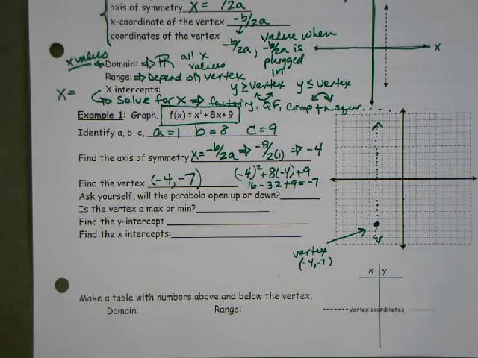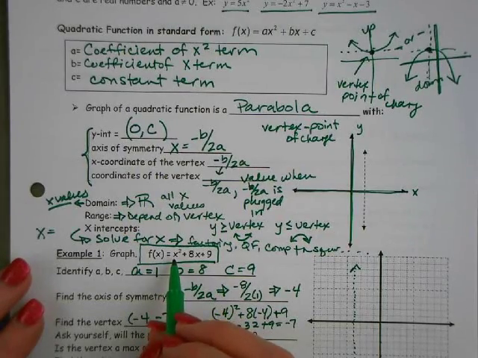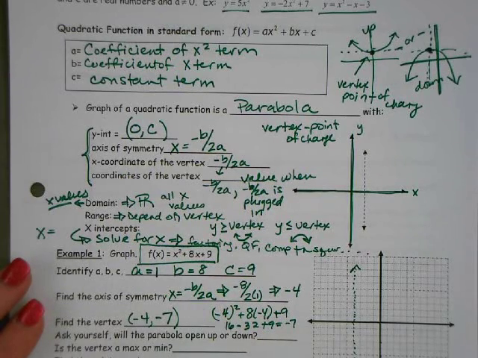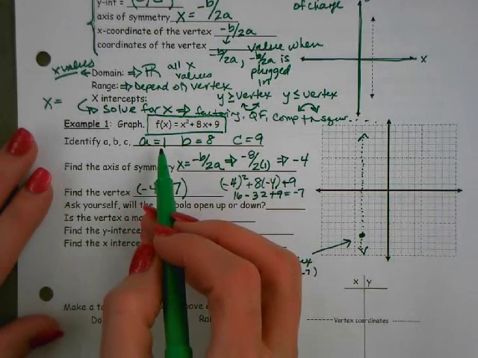If a is positive, it's going to open up. If a is negative, it's going to open down. So we look at the value of a. If there's no number in front of it, what's the coefficient always? 1. Okay, so a is 1. Is it positive or negative? Positive, therefore it's going to open up.